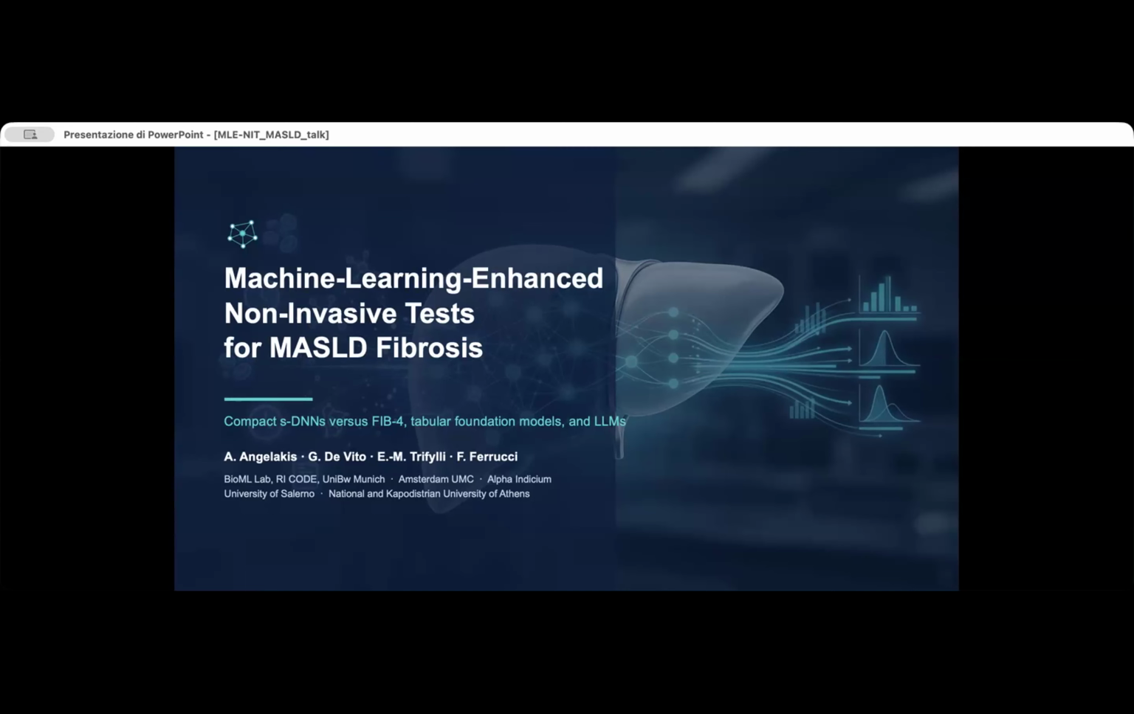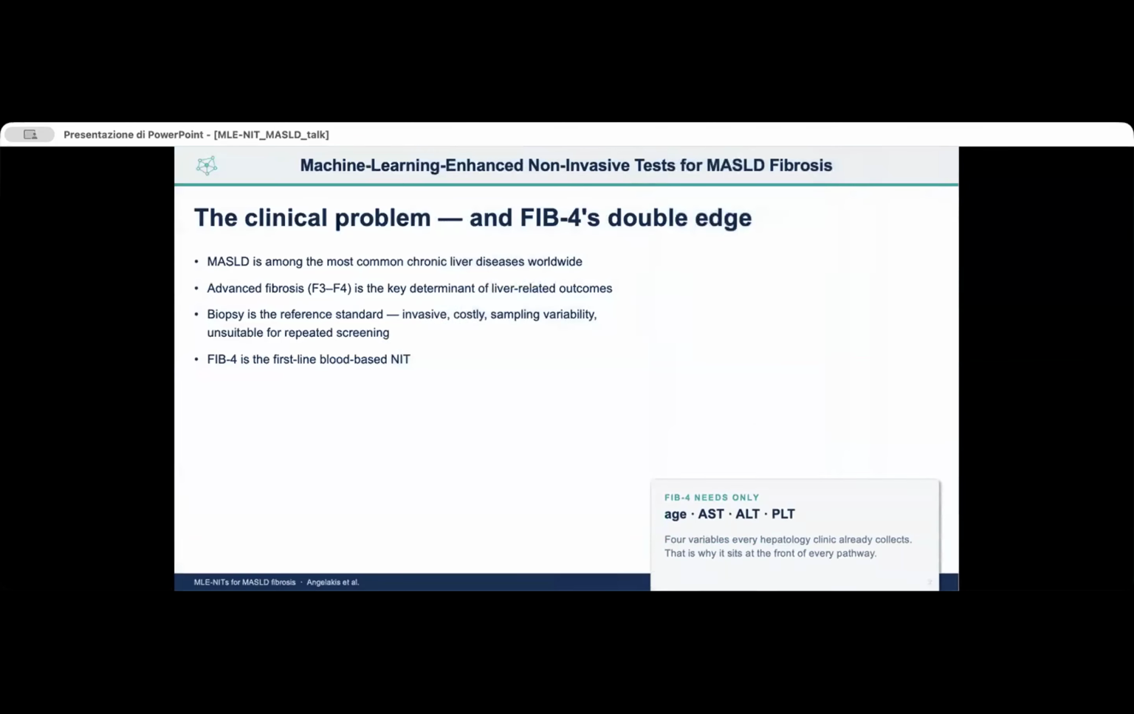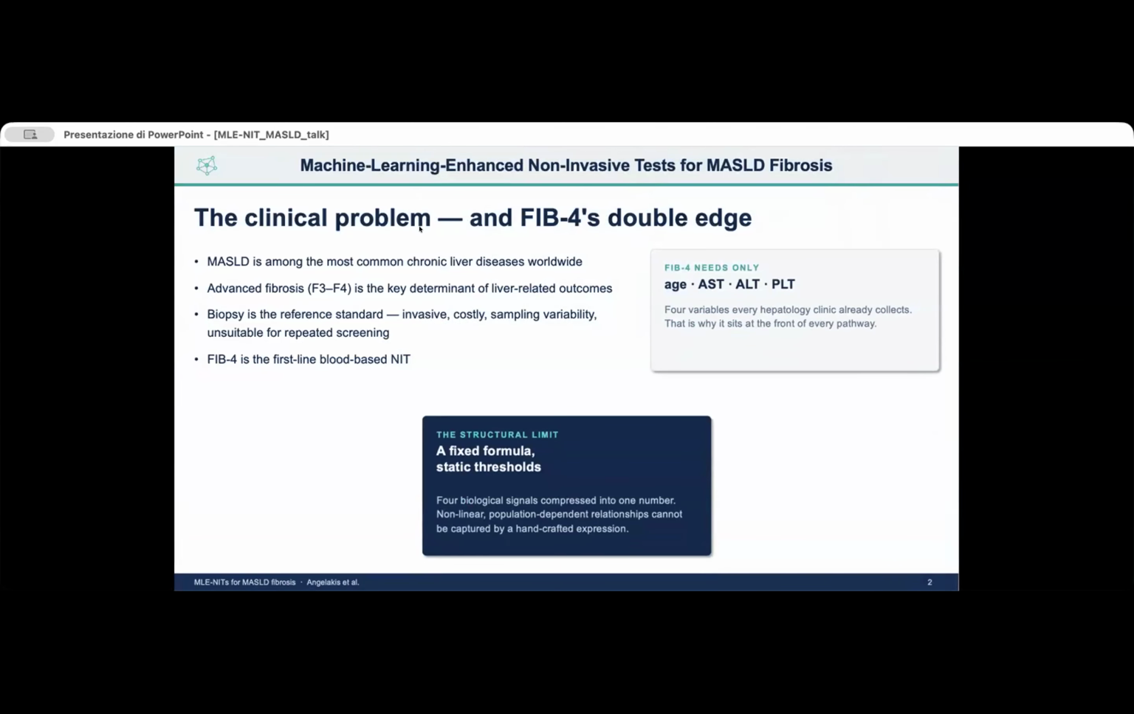Well, before diving into details, let me contextualize our work, and then we will answer these questions as soon as possible.